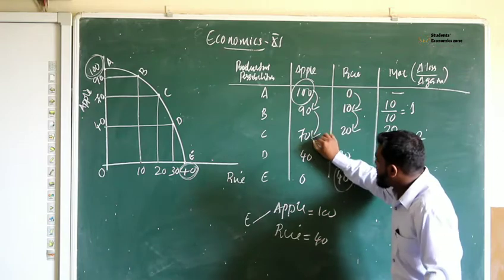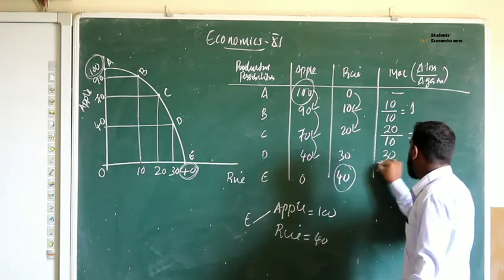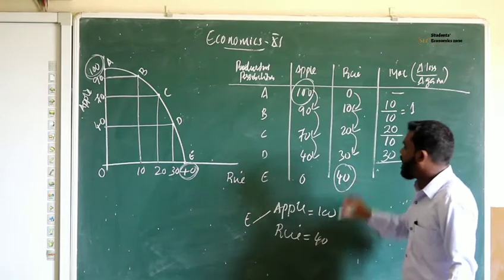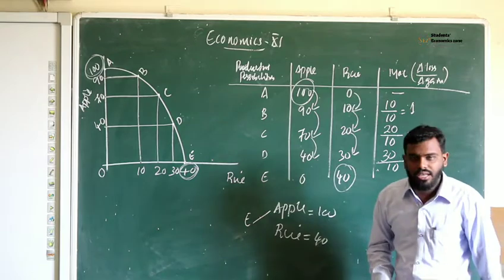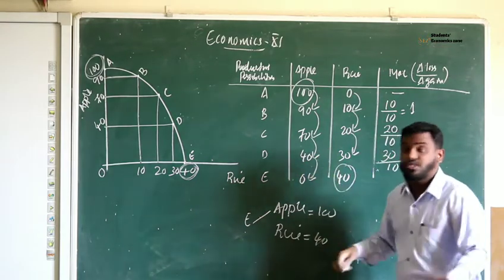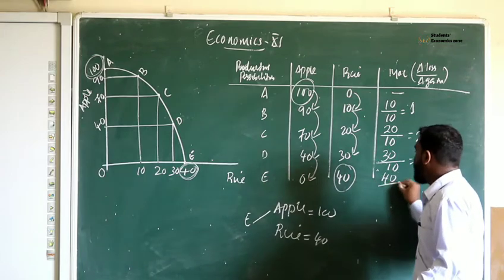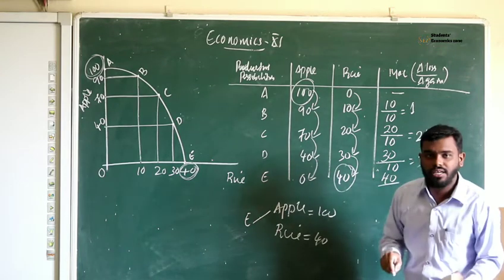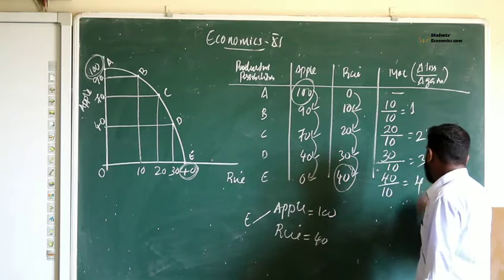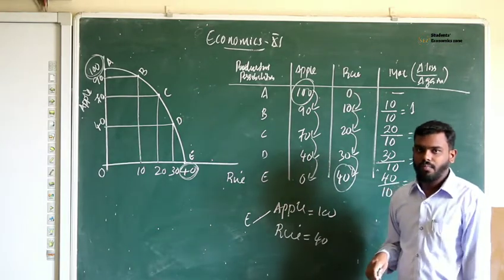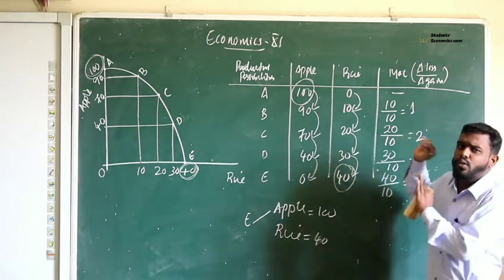Next case, 70 became 40, that is 30, divided by 20 became 30, that is 10, that is equal to 3. Next one, 40 became 0, what is the change? 40, divided by 30 became 40, it is 10, that is equal to 4. Okay, now this is the method of calculating marginal opportunity cost.